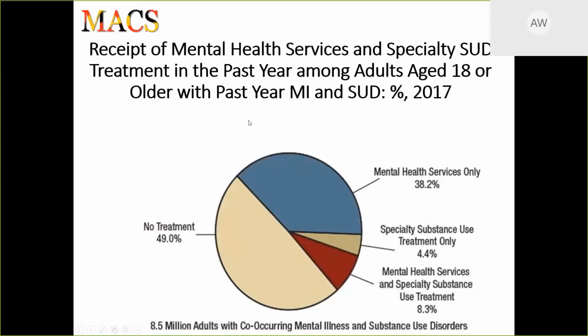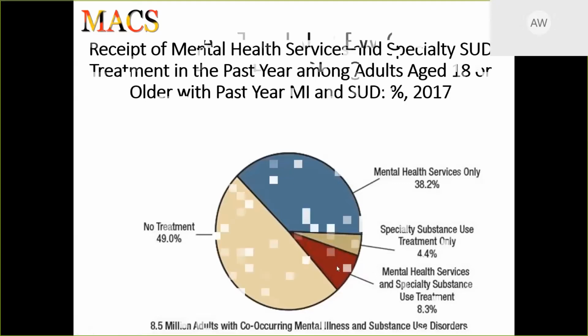So this is looking at receipt of mental health services and specialty substance use treatment in the past year among adults. You see here about half had no treatment, 38% with mental health only, 4% with substance use only, and only about 8% with both together. So again, something that we really need to be improving how we do that.